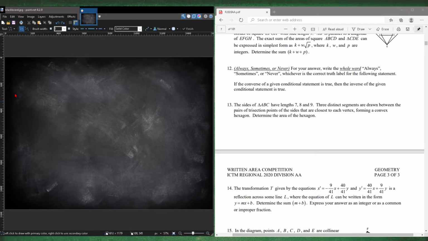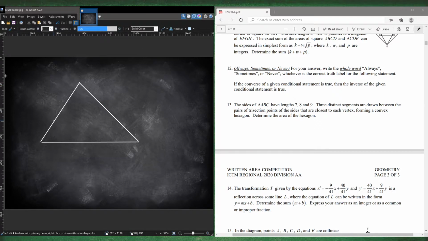So we have a triangle. And then we have trisection points. So a point here, a point here. So it's just a general idea. And then we make a hexagon. So we have a line here, and a line here. That looks fine. And then the lengths are 7, 8, and 9. So 7, 8, and 9, it doesn't matter which order. And then basically we need to find the area of this hexagon.